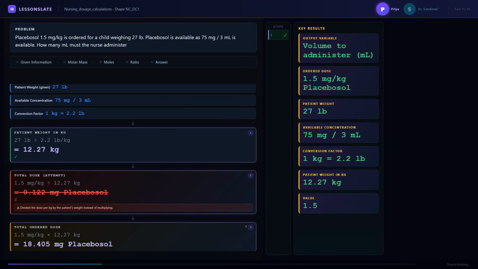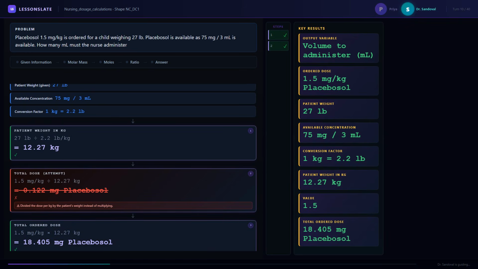Let me try that instead. 1.5 milligrams per kilogram multiplied by 12.27 kilograms. That would be 18.405 milligrams. Yes, that's exactly it, Priya. By multiplying 1.5 milligrams per kilogram by 12.27 kilograms, the kilograms units cancel out, leaving us with the total dose in milligrams. So 1.5 milligrams per kilogram times 12.27 kilograms equals 18.405 milligrams. This is the total dose of Placebosol the child should receive.